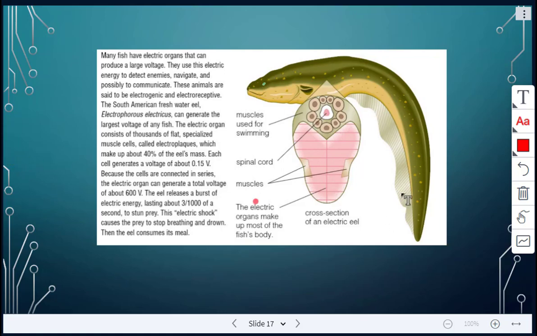This is the South American freshwater eel, and it's able to generate the largest voltage of any fish. There's this electric organ here, and it has thousands of flat specialized muscle cells called electroplaques, which make up about 40% of the eel's mass, and each cell can generate a voltage of about 0.15 volts. The cells are connected in series, so the electric organ can generate a total voltage of about 600 volts. It can use this to stun its prey. An electric shock causes the prey to stop breathing and drown, and then the eel can consume its meal.